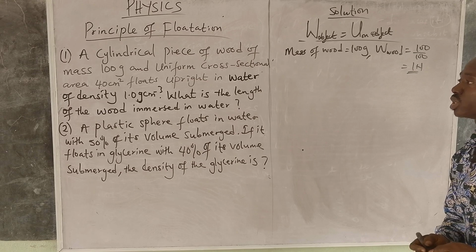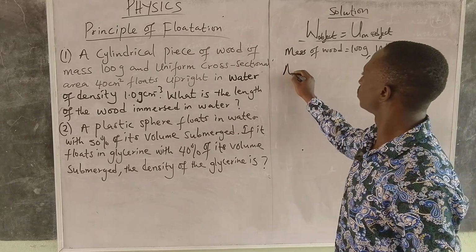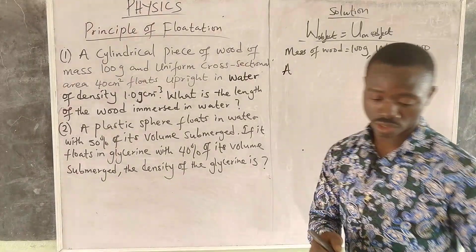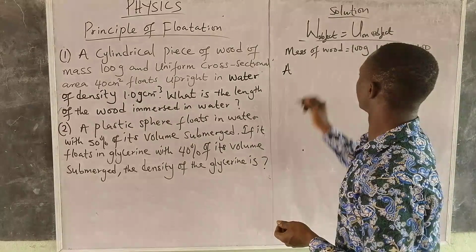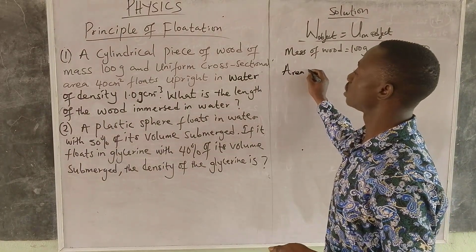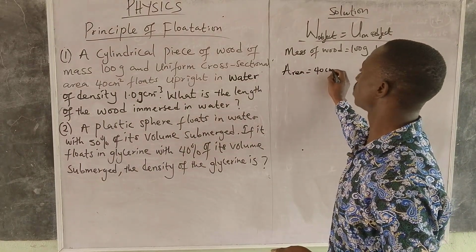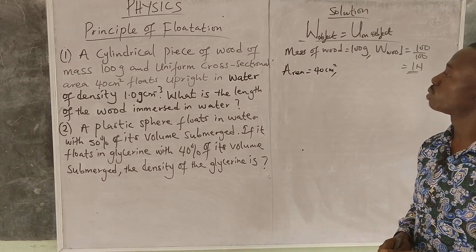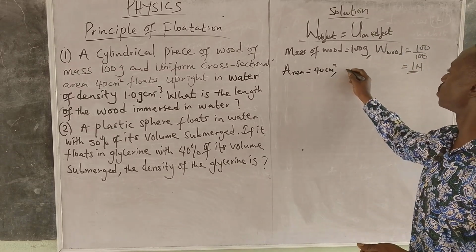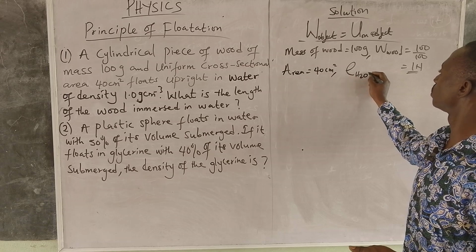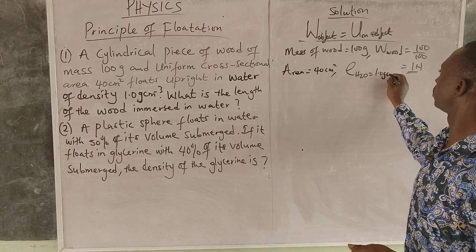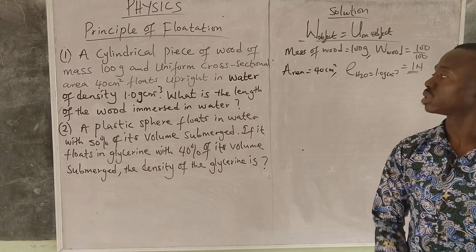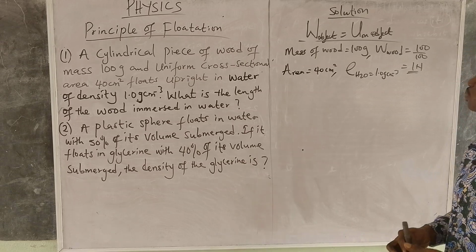And uniform cross-sectional area. So the cross-sectional area is 40 centimeter square. So it's floating upright in water of density 1.0 gram. Density of water is 1.0 gram per cm cubed. All right. What's the length of the wood immersed in water?